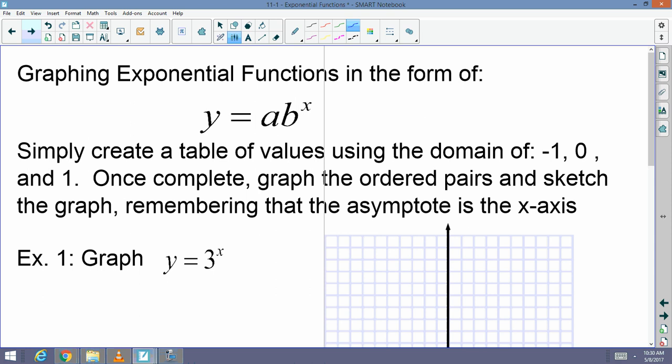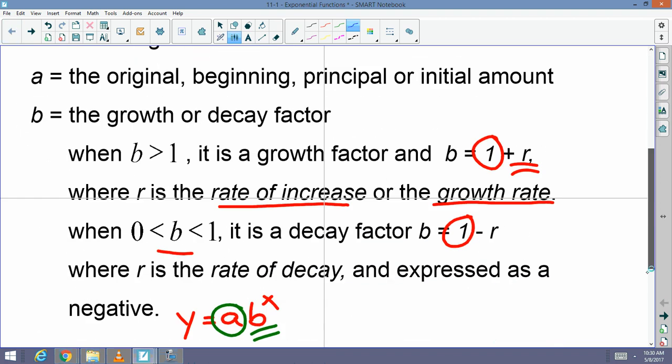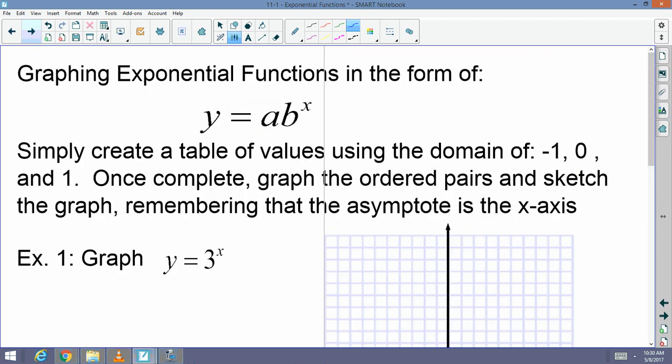Now, if I want to graph, guys, it's just like anything else. I make an X and Y table, and I literally graph. Simply create a table of values and use the domain of -1, 0, and 1. Don't use more, just use -1, 0, and 1. Because the pattern of an exponential is never going to be different. This pattern that we saw, that's how it has to look. If it's a growth, I've got to be going up from left to right. If it's a decay, I've got to be going down from left to right. So always keep that in mind when you're doing this.